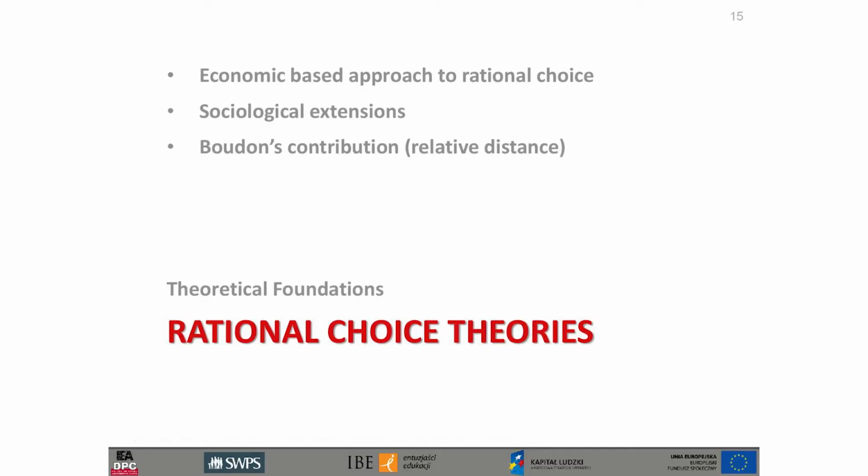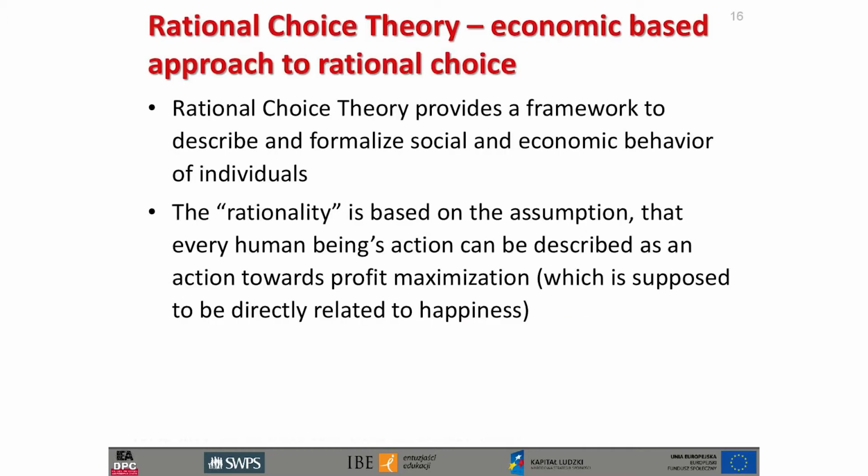Next, I would like us to take a look at rational choice theories, especially the economic-based approach to rational choice and sociological extensions, and also look at Boudon's contribution to the theories of social inequalities. So in general, the rational choice theory provides a framework to describe and formalize social and economic behavior of individuals. And this is related, of course, to, for example, school track choices by parents and children, and to different investments in education in early childhood.